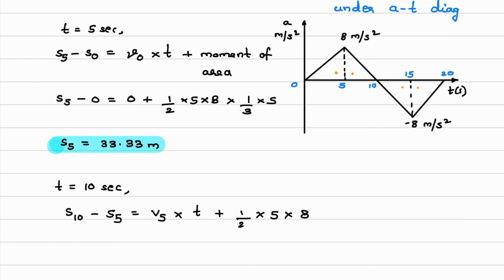Now we have to take the moment of this area about this point when t is 10 seconds. So what will be this length? If you see the triangle, this is the hypotenuse. The opposite point of this hypotenuse is 5, this one. So this distance will be 1/3 of the total, and the remaining distance will be 2/3 of this base.